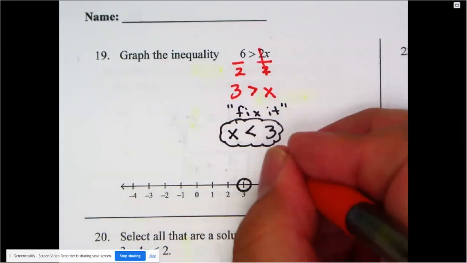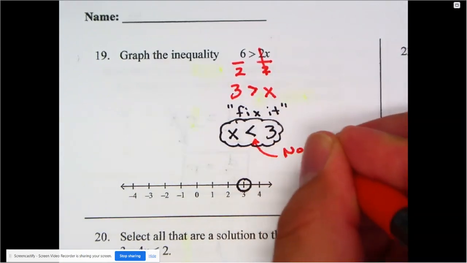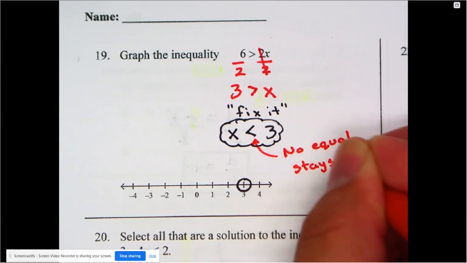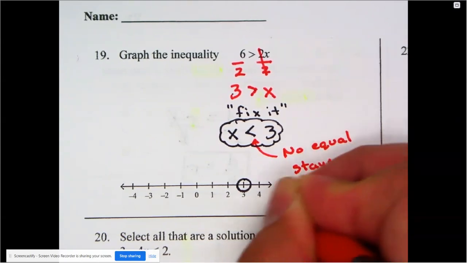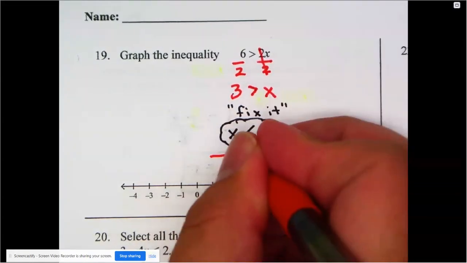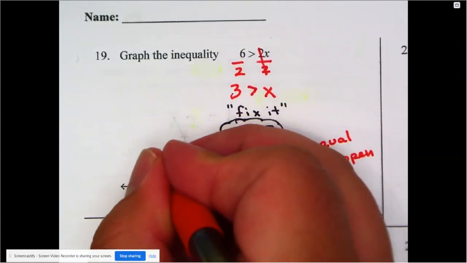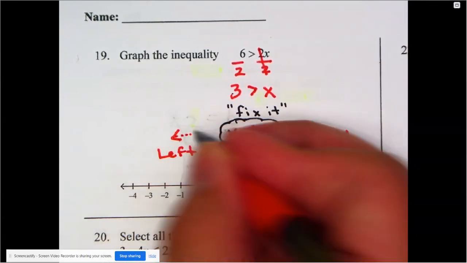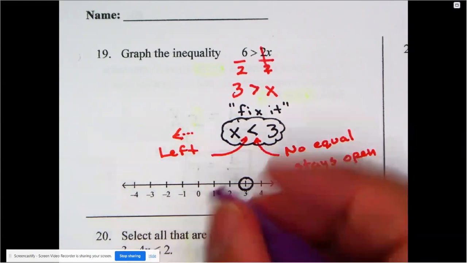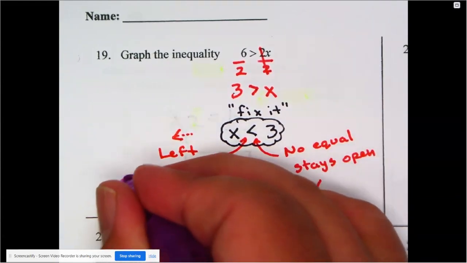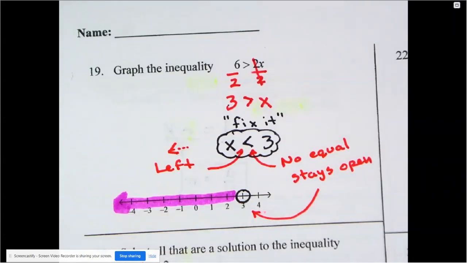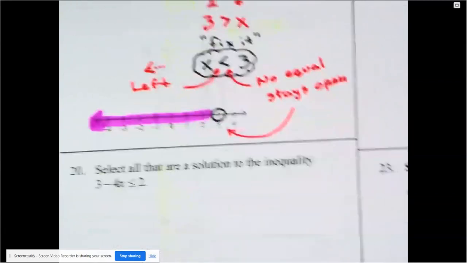So remember, right there, no equal, so it stays open, just like we see right there. And we have to go shade to the left. How do I know it says left? Because it's a little arrow basically telling me to go in that direction. So then we're going left. Just like that, we're done. Just make sure you don't accidentally fill that in. Be careful. All right, next one. Now, this is more practice of some of the questions we've already done.